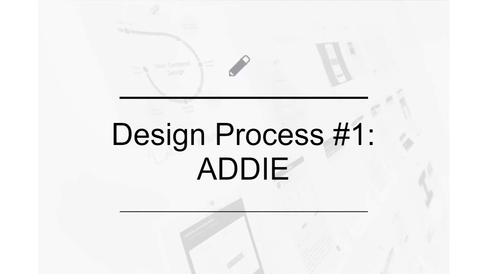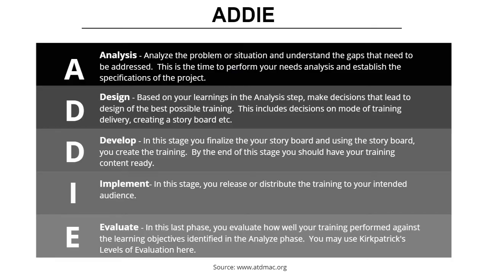Kicking it off, we have design process number 1, ADDIE. ADDIE is the number 1 design process that I see employers asking for experience in when looking at job descriptions. ADDIE is utilized to help organize and streamline the production of the training. This process or methodology was developed in the 70s and is still most commonly used for instructional design. Let's take a deeper look at ADDIE.